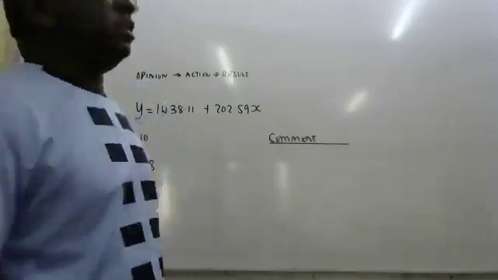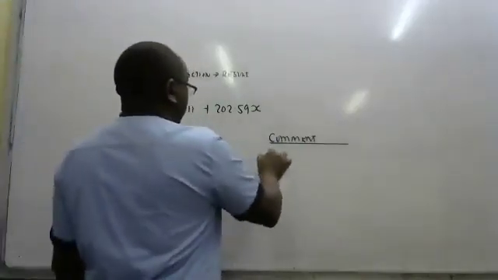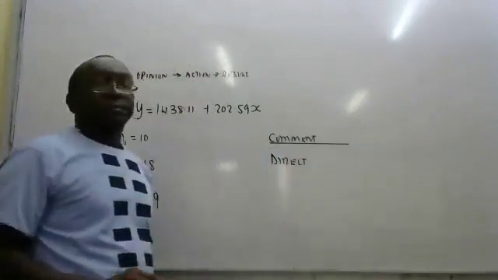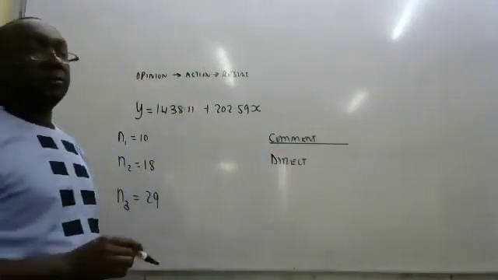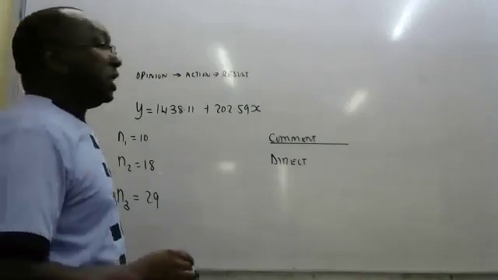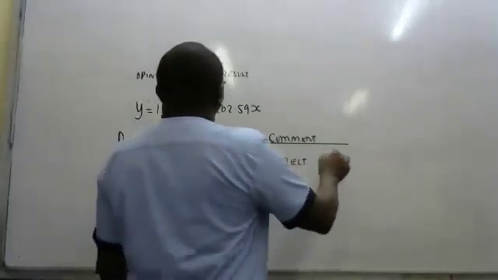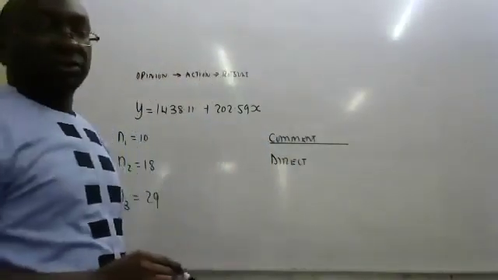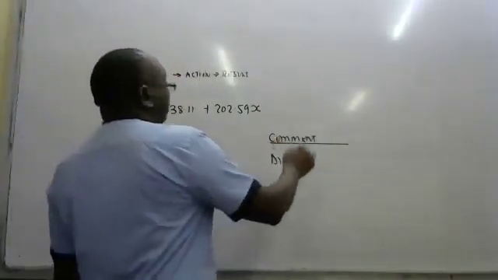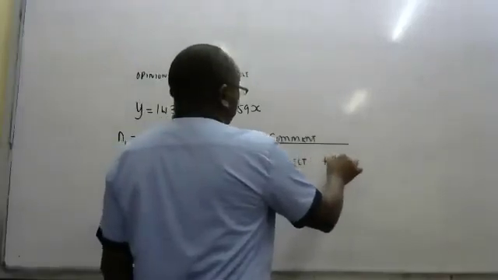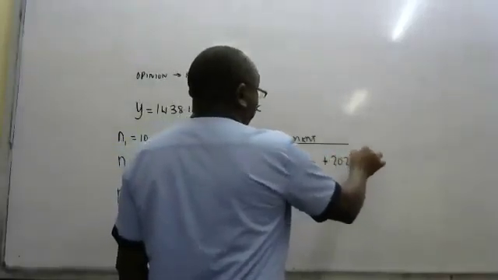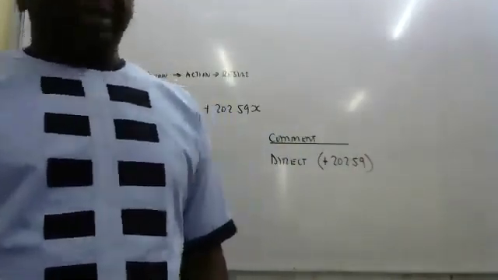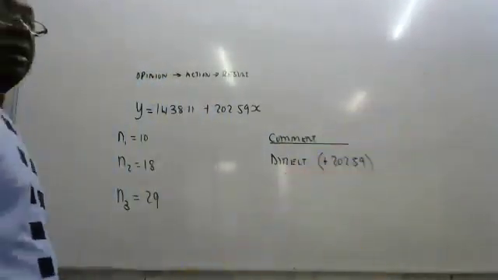The expected relationship is direct. And the observed relationship is also direct. In brackets plus 202.59. Yeah, that's how you evaluate that.